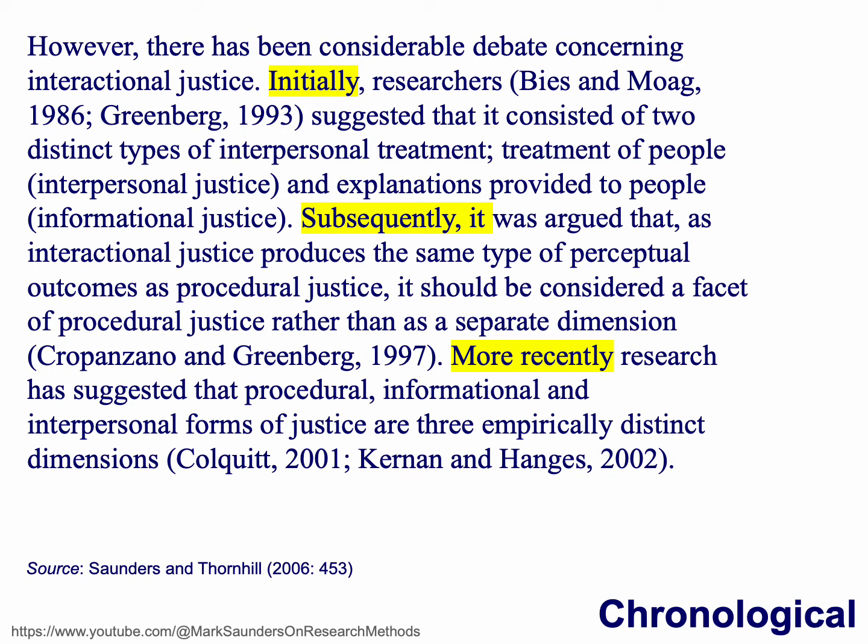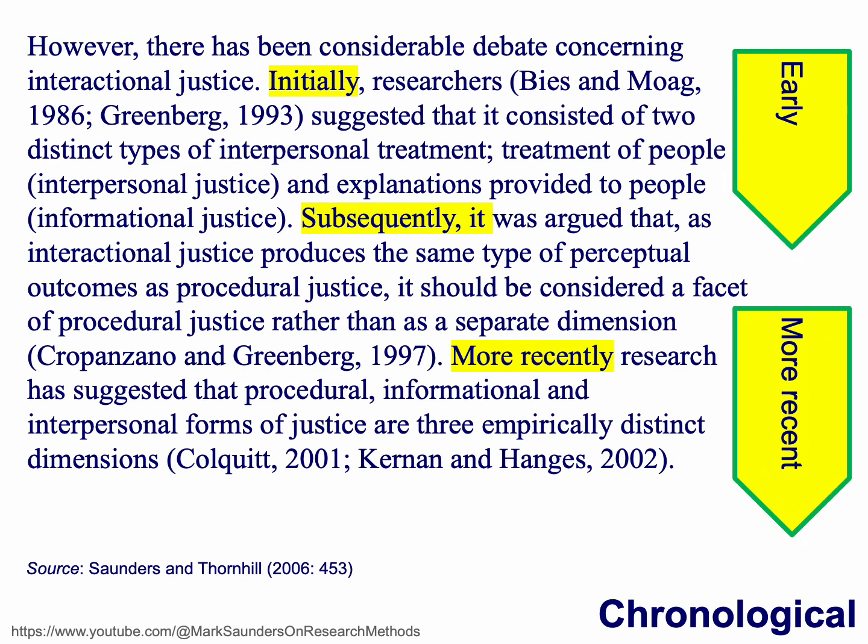Initially, researchers suggested that interactional justice consisted of two distinct types of interpersonal treatment. Subsequently, it was argued that it's the same as procedural justice and it should be considered so. And then after that, more recently, it's suggested that procedural, informational and interpersonal forms are all empirically distinct. And so what we have here is an early structure of initially moving through in time in terms of when the ideas were developed to more recent ideas. And so that's our final structure of literature reviews, our chronological structure.